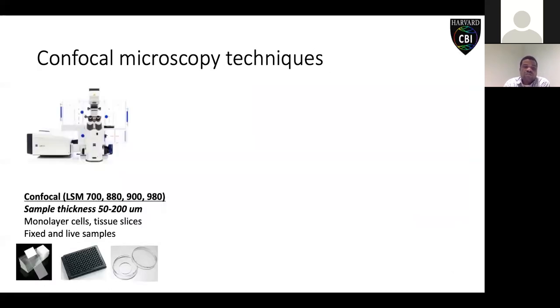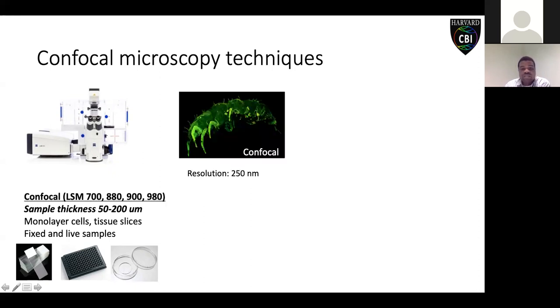Next is the confocal microscopy. So here we have the LSM 700, 880, 980, and then 900. They can be used to image anything right from the cover slip to about 200 micron into your tissue. Again, they can work with monolayer of cells and then tissue slices, and these are the chambers that can be used on these systems.